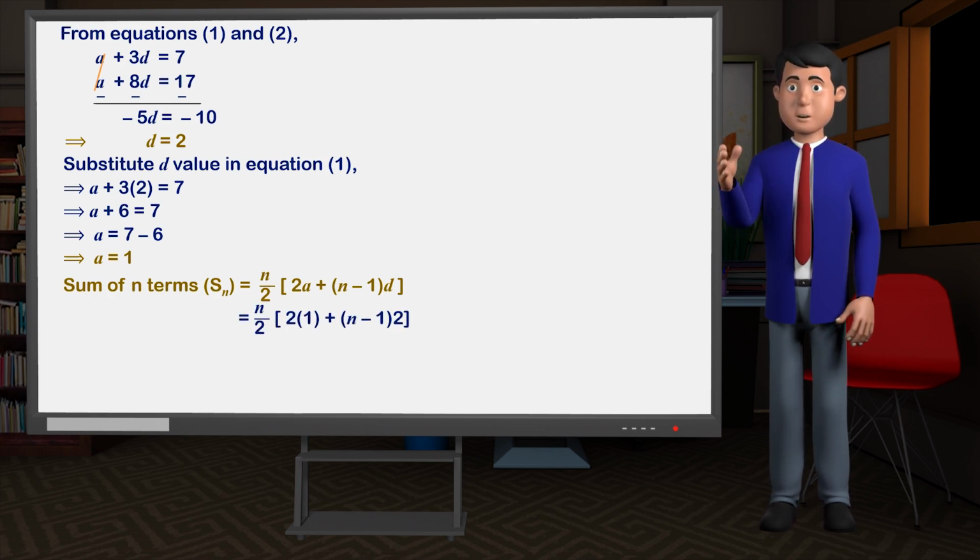That is equal to n by 2 into 2 into 1 plus n minus 1 into 2. That is equal to n by 2 into 2 plus 2n minus 2. That is equal to n by 2 into 2n. That is equal to n square.